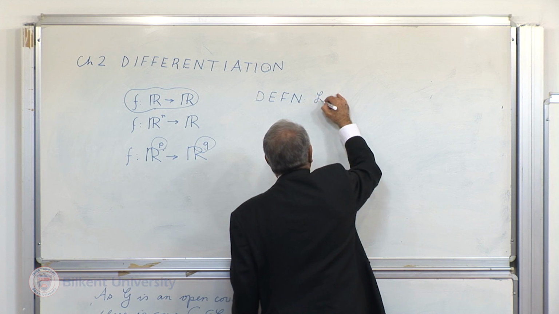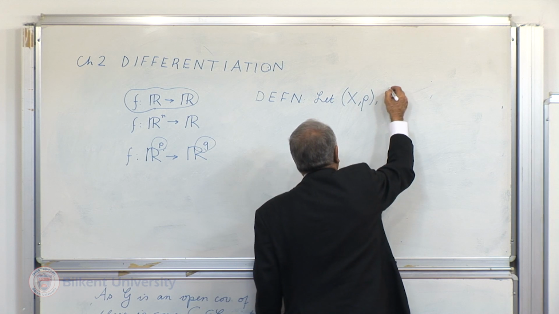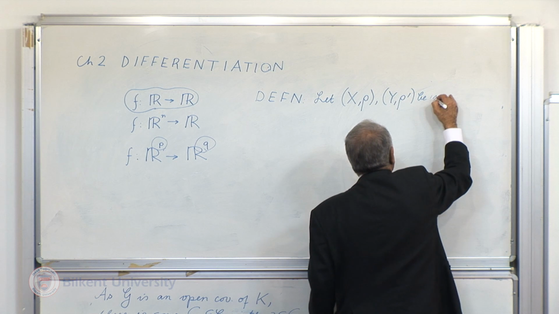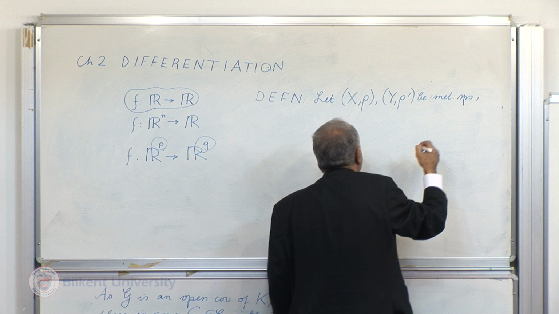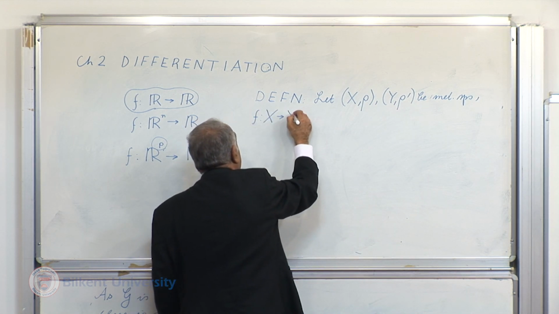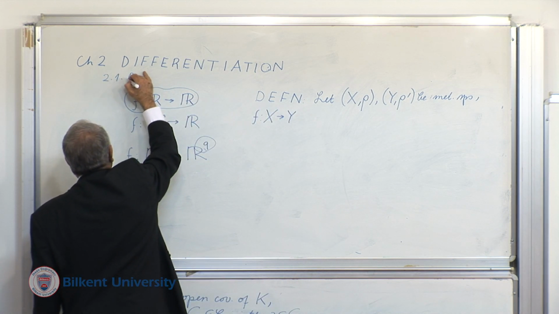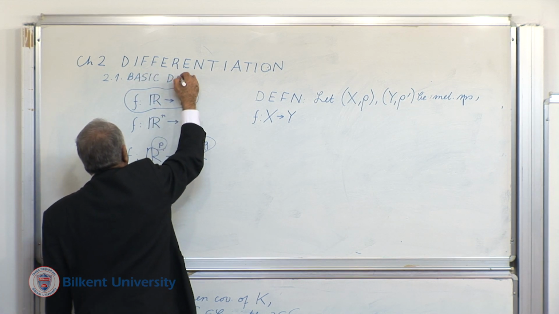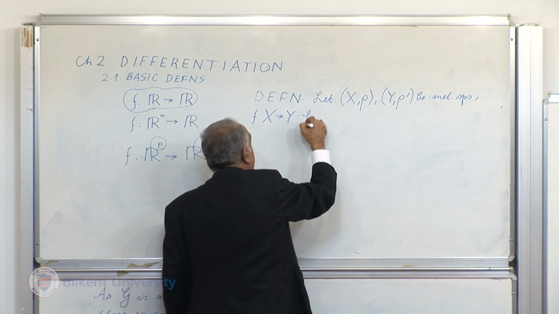Now, let X, rho, Y, rho prime be metric spaces, and f a function on X to Y. Well, so this is 2.1, basic notions, basic definitions, let me say.